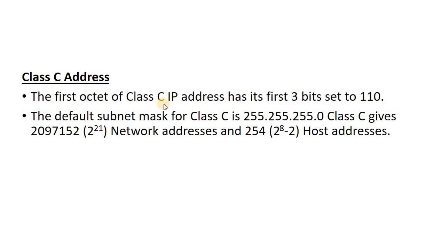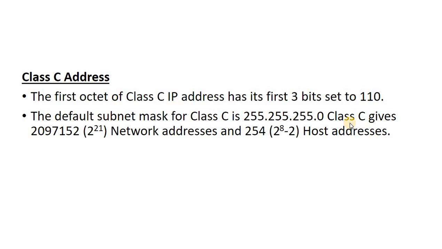The first octet of a Class C IP address has its first 3 bits set to 110, as we have seen before. The default subnet mask for Class C is 255.255.255.0, which is 24 bits for the network part, and we are only using 8 bits for the host part.